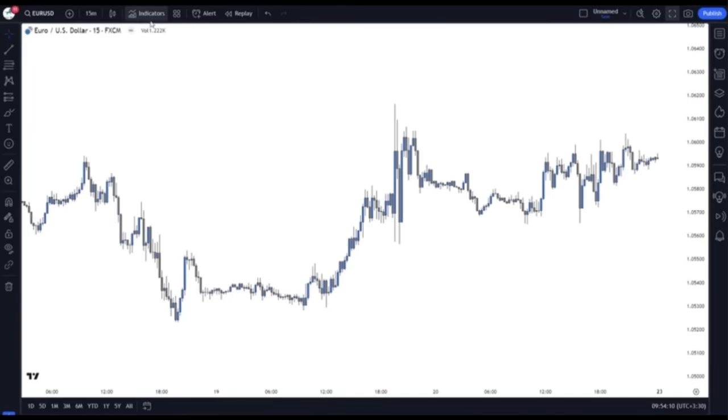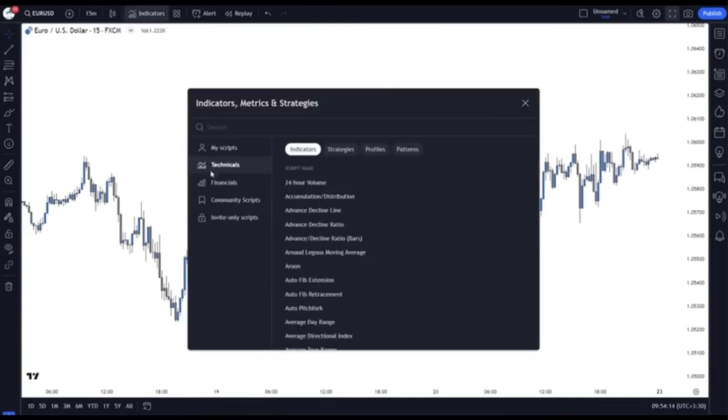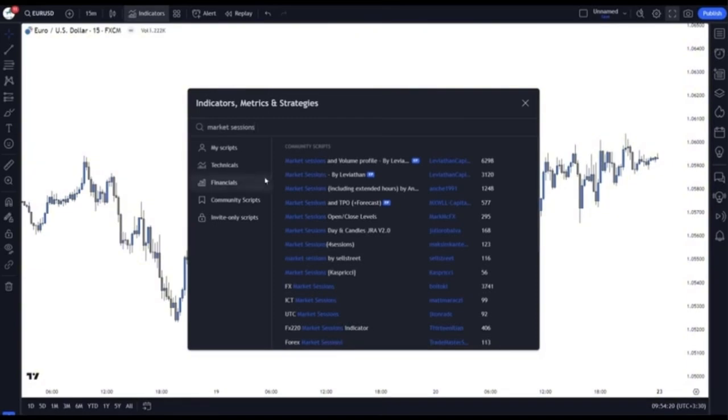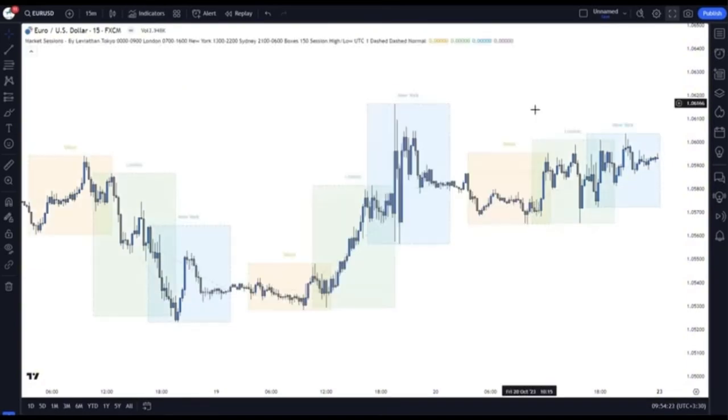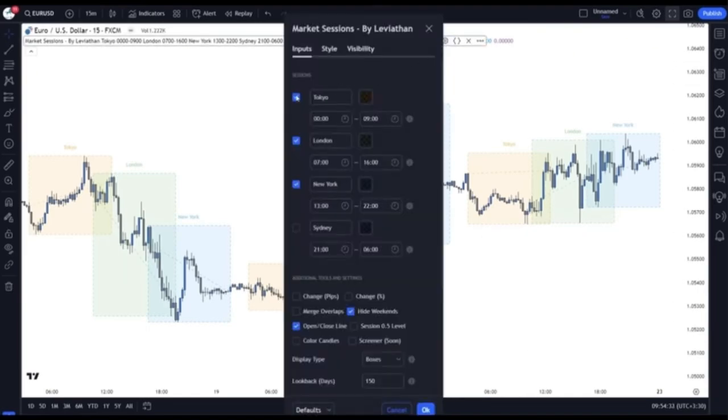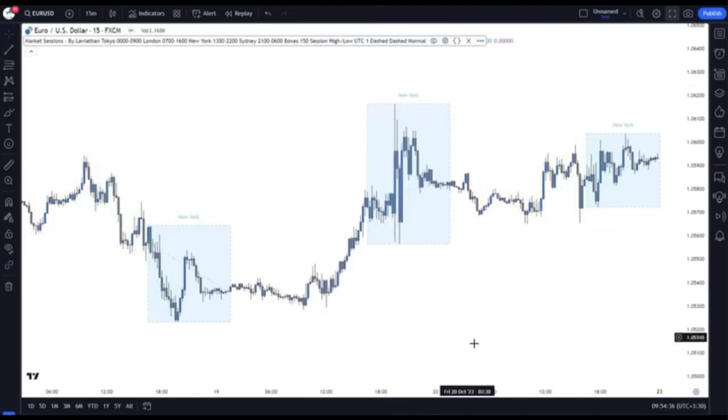So, how do we identify the New York trading session on the chart? Open the chart on TradingView and simply select the Indicators tab. Here, write Market Sessions and click on the indicator provided by Leviathan. This indicator shows all the sessions, so we need to make some adjustments. So, in the Settings tab, first uncheck the Tokyo, London, and Sydney. Then, we are going to have our New York session marked on the chart.